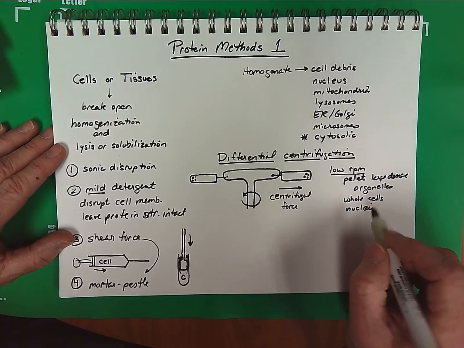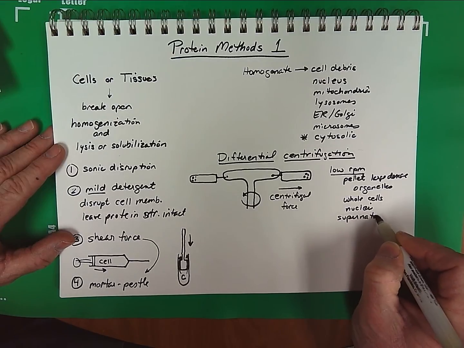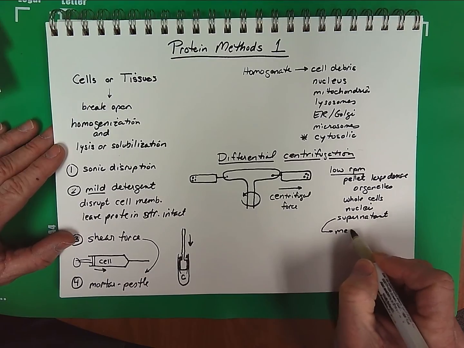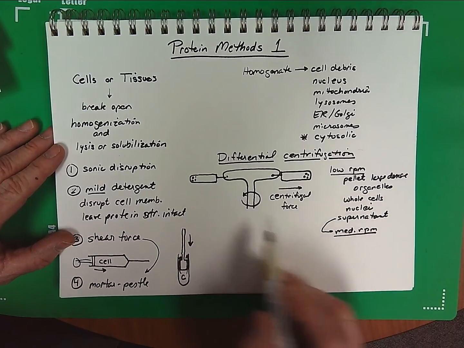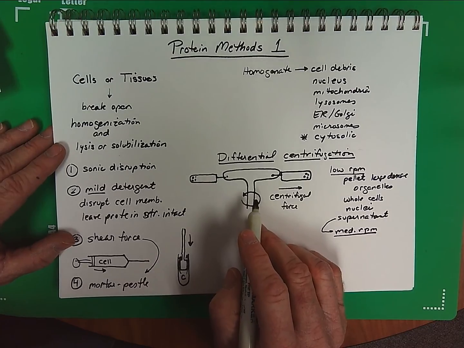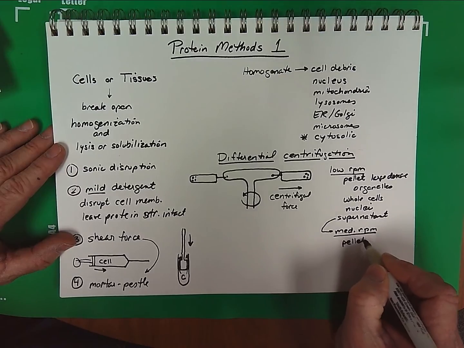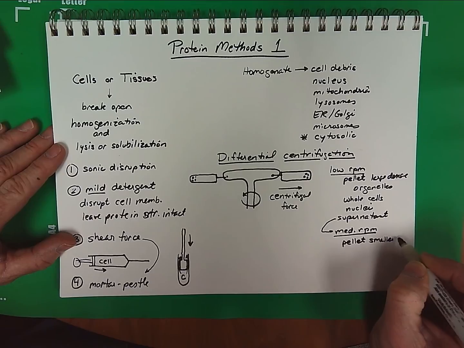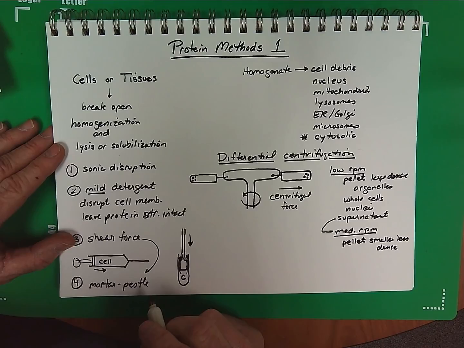What we can then do is take the supernatant, which is the soluble portion, and we can subject that to medium RPMs. So essentially what we're going to do is spin this rotor faster. At this point, what is going to pellet are smaller, less dense material.